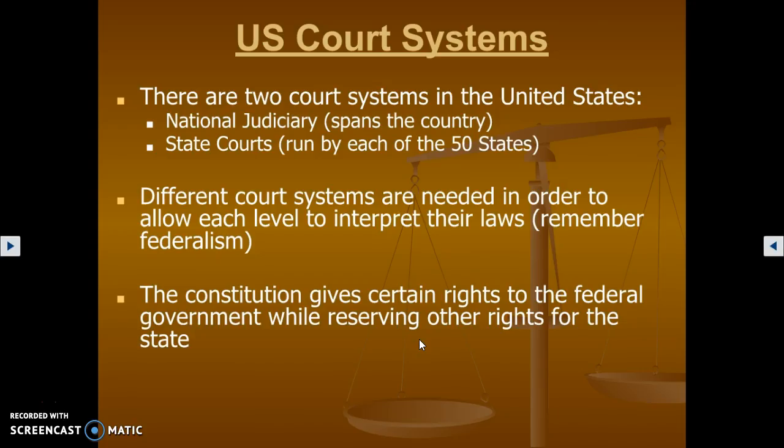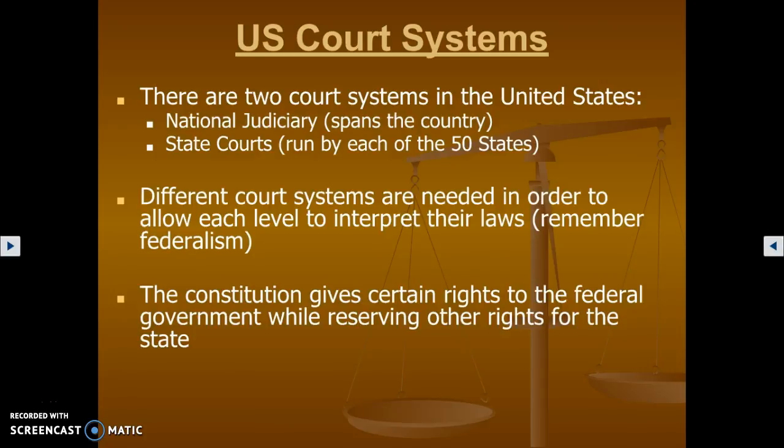The next thing that you're going to take a look at today is the difference of the 2 court systems that we have in this country. So we have a national judiciary, which is like the federal courts that span the entire country, and then we have the state courts, and those are run by each of the 50 states. So there's different court systems that are needed in order to allow each level to interpret their laws.